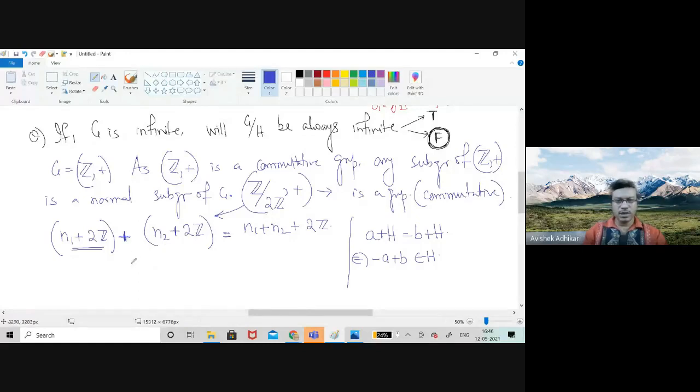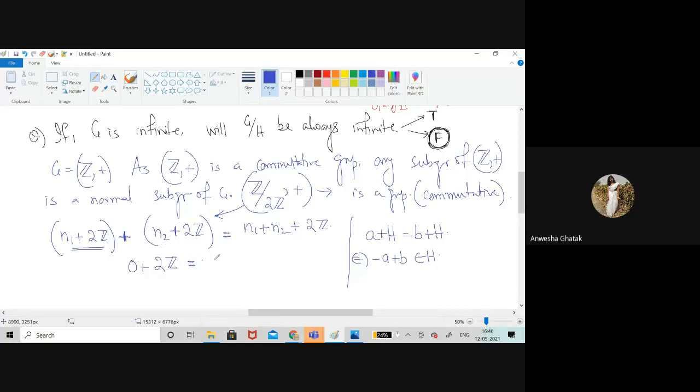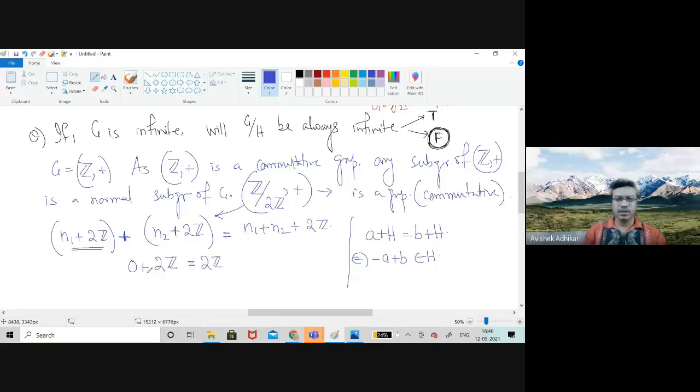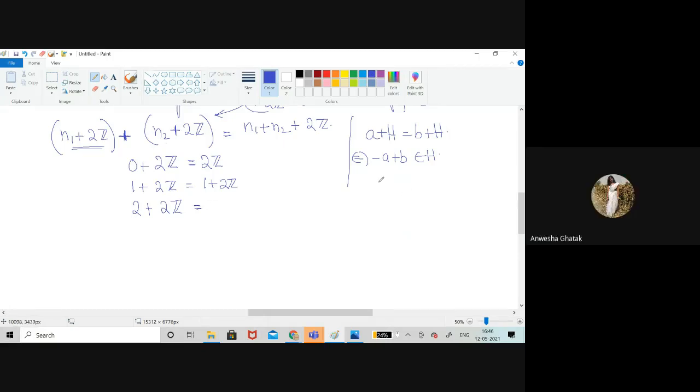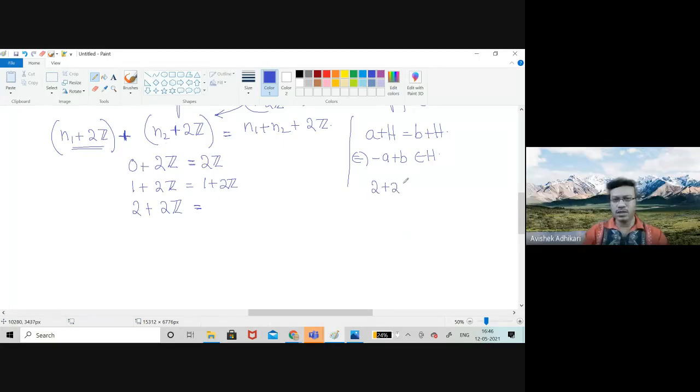Okay, suppose I put 0 plus 2Z. What should be the set? This is 2Z. Very good. If I consider 1 plus 2Z, what should be this set? Again 1 plus 2Z. But if I write 2 plus 2Z, what should be this case? 2Z. Because 2 plus 2Z is same as 0 plus 2Z.